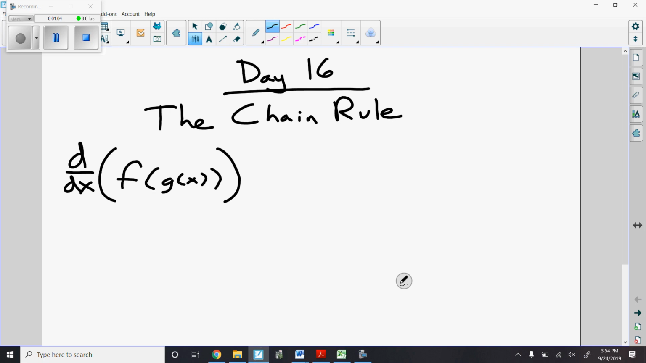This is not f of x times g of x. That would be the product rule. This is a function g of x embedded within a function f of x. I like to think of g of x like the inside function, and f of x like the outside function.